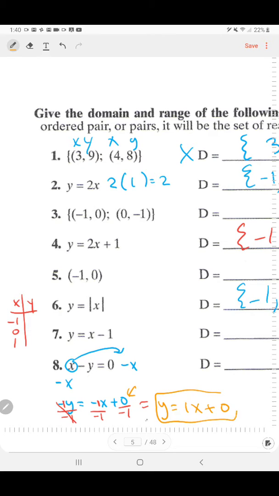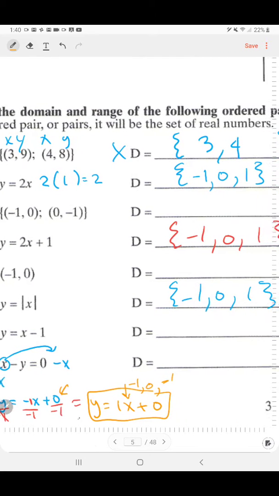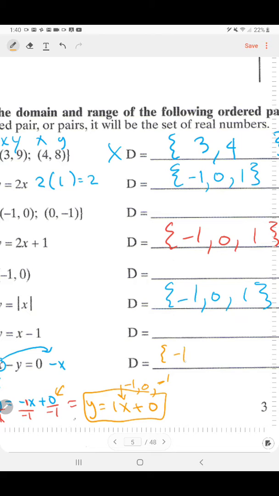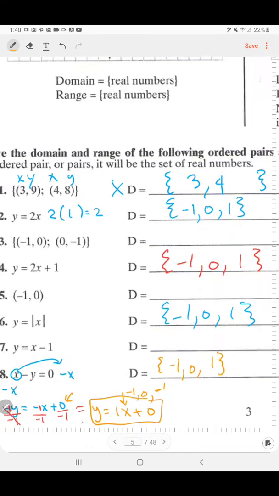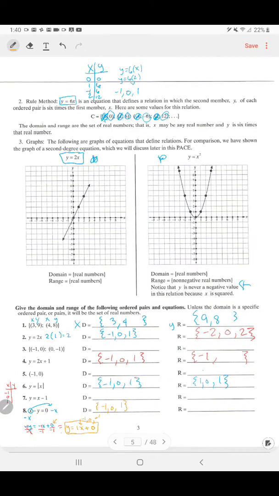So this is your formula, and then you're going to go ahead and plug in negative 1, 0, and 1 for these. So your domain for that one will be negative 1, 0, and 1. And then when you plug in, you'll find your range. So number 3, 5, 7. So you can do those. Okay.